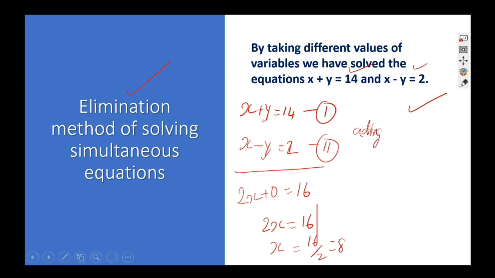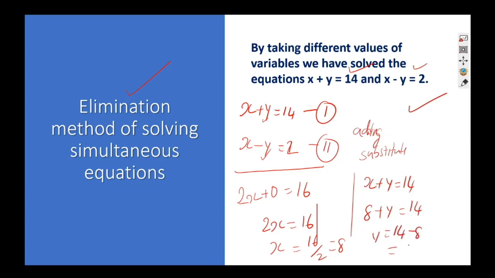The problem is solved. We can substitute that in the first equation. What will we do? x plus y is equal to 14. x we got 8, so 8 plus y is equal to 14. Now it becomes a linear equation in one variable. Correct? y is equal to 14 minus 8, which is equal to 6. You got x here, you got y here, and the answer is 8 and 6. And we had got this answer before.